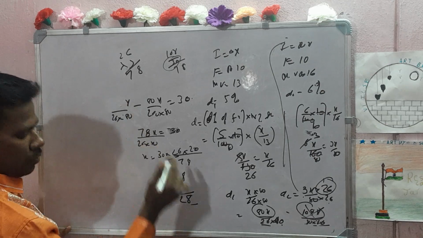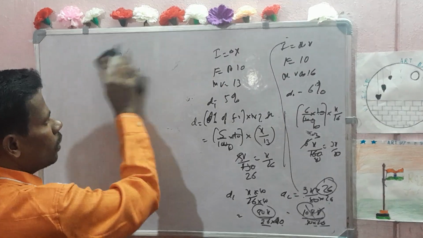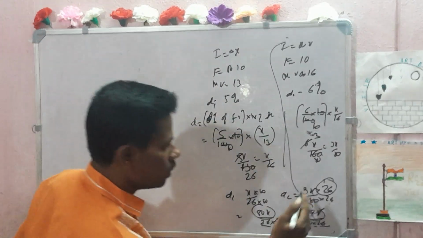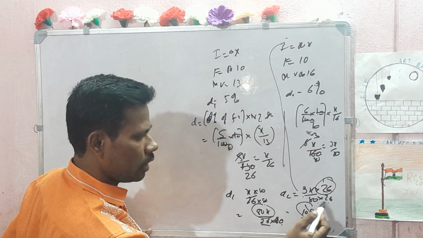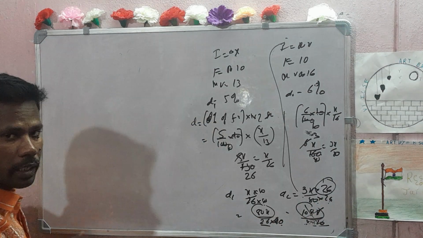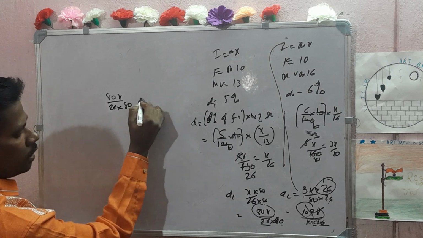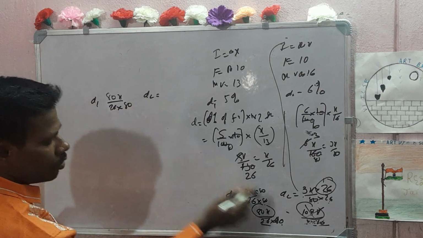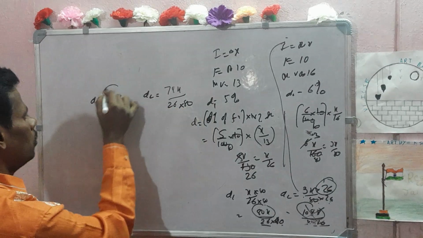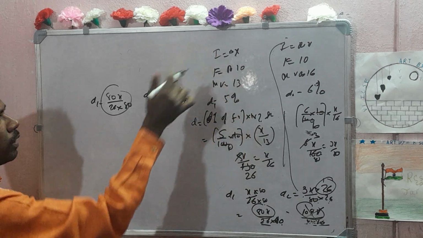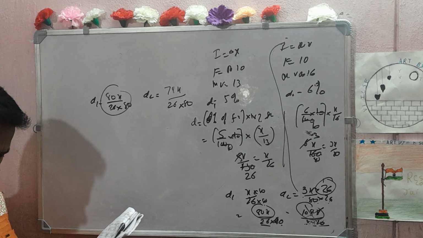So here by mistake we have written wrong. 3x, make the denominator same. 80 into 26. 26 into 3 is 78x. So 80x by 26 into 80. This is first one. Second one, D2 is 78x by 26 into 80. So I think first one is paying the better investment, and what is given according to the problem?